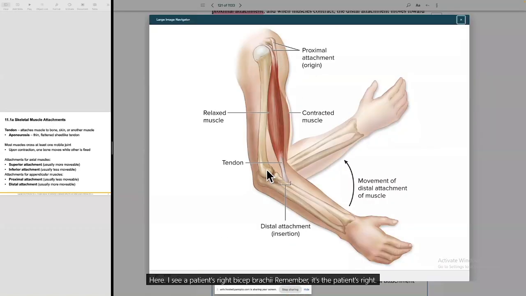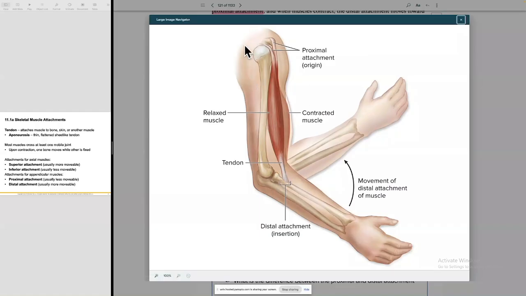Here I see a patient's right biceps brachii. Remember, it's the patient's right, not my right or your right. They're showing us that the relaxed muscle would be about this wide, and if they contracted this muscle, it would about double in size and become this wide. How do I contract the muscle? I move it. I bring the distal end toward the proximal end.